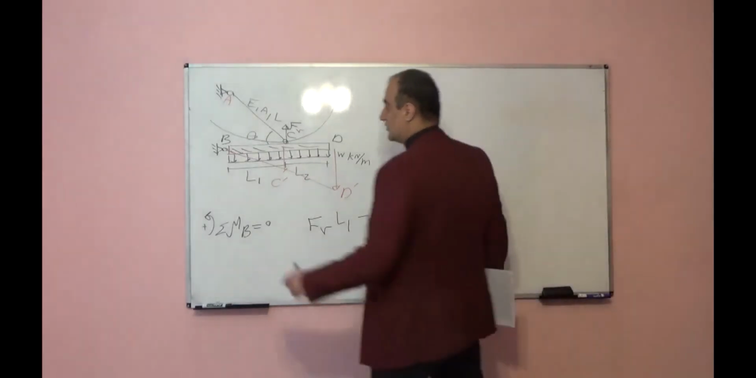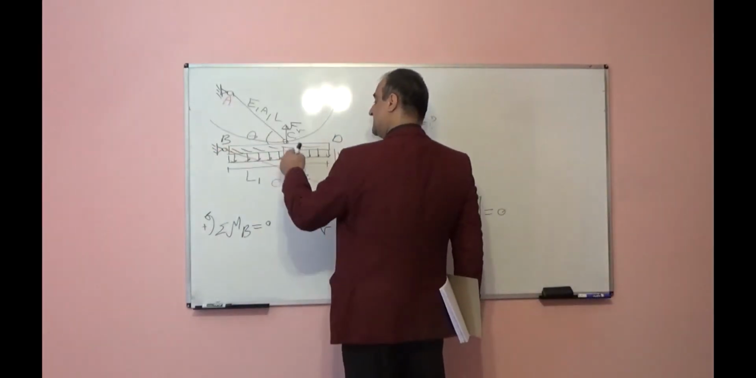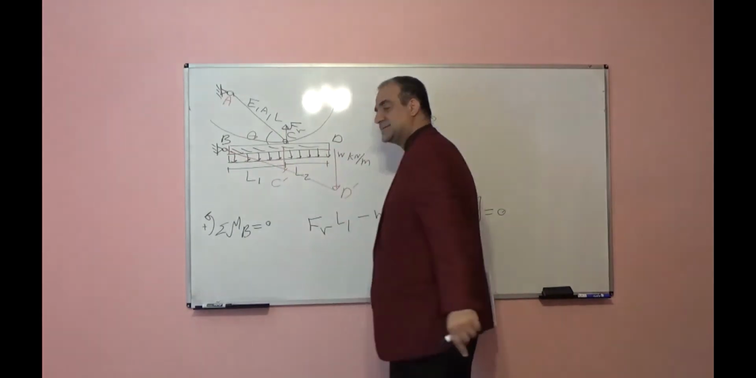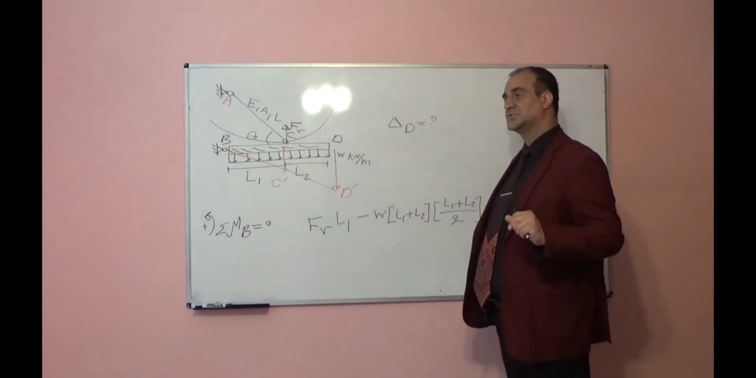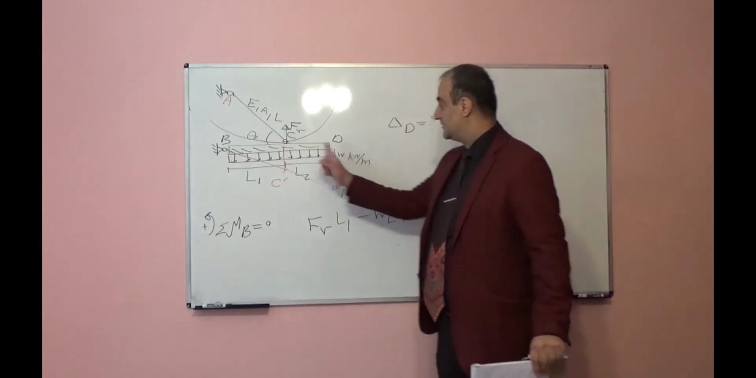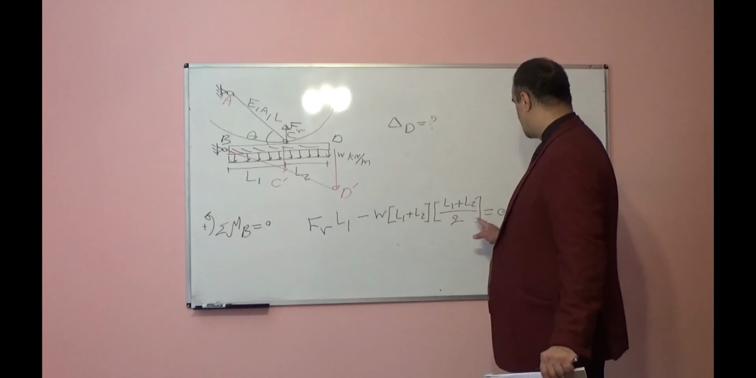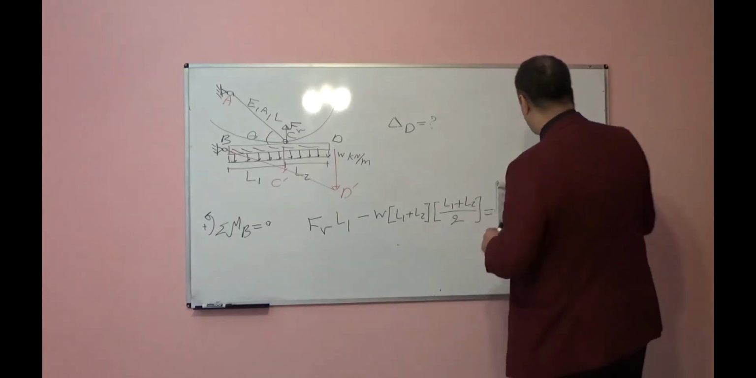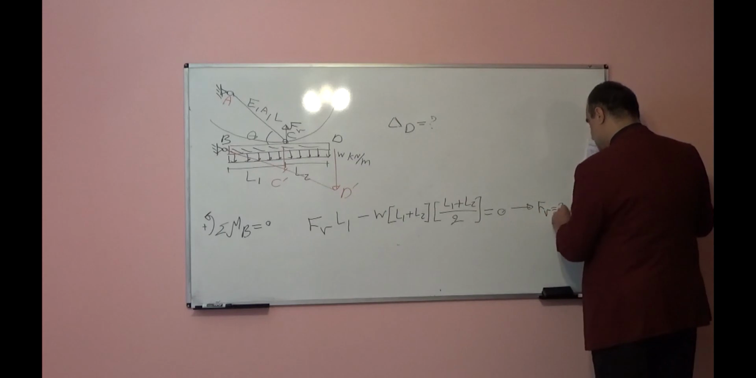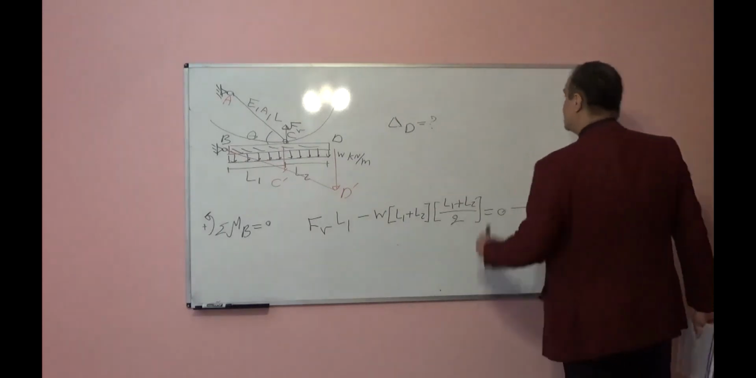So I'm taking moments with respect to point B: Fv times L1 minus W times L1 plus L2. This will be the resultant force. Where is the resultant force location? The middle of the rigid beam. So L1 plus L2 over 2 is equal to 0. From here, I can find F vertical.